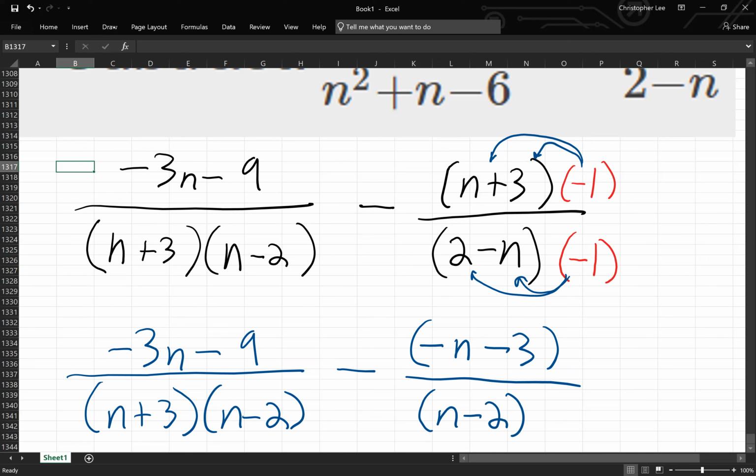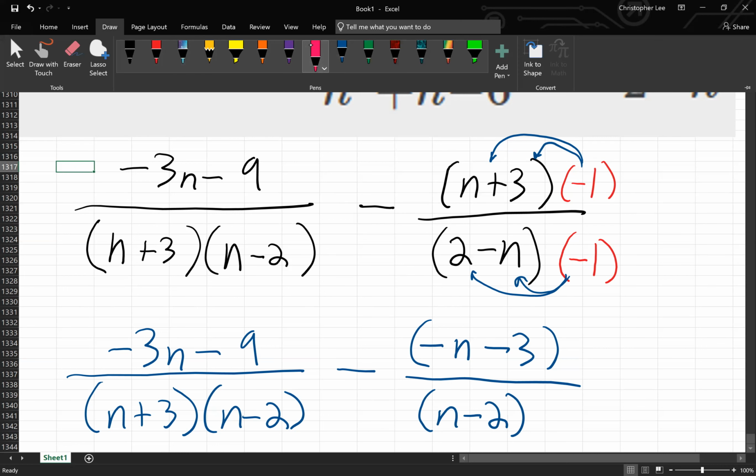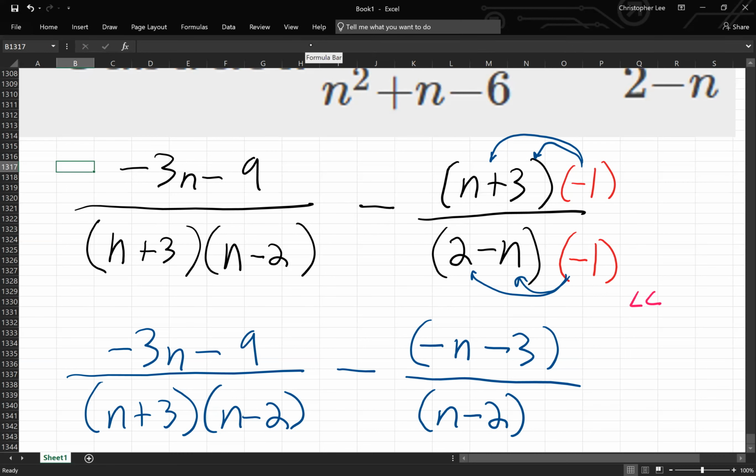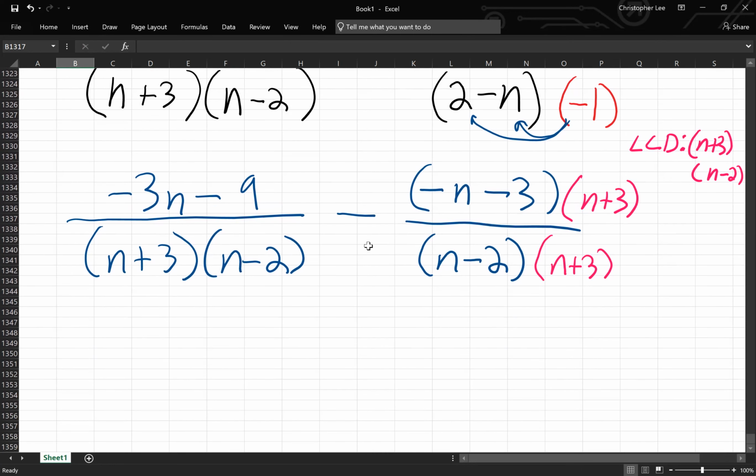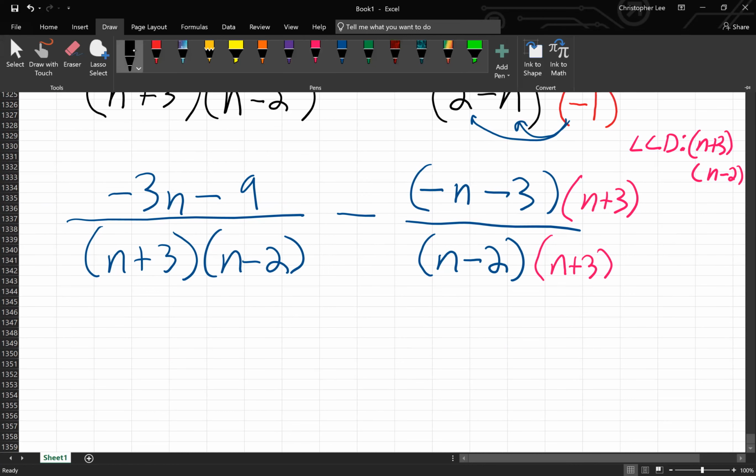All right? So now, when we look at what the LCD is, the LCD is n plus 3 times n minus 2. I'm only missing the n plus 3 over here. But what I do to the bottom, I've got to do to the top. N plus 3, boom. And then you already know what's going to happen after this. I'm just going to distribute, combine like terms, all that good stuff. So let's take a look at that.